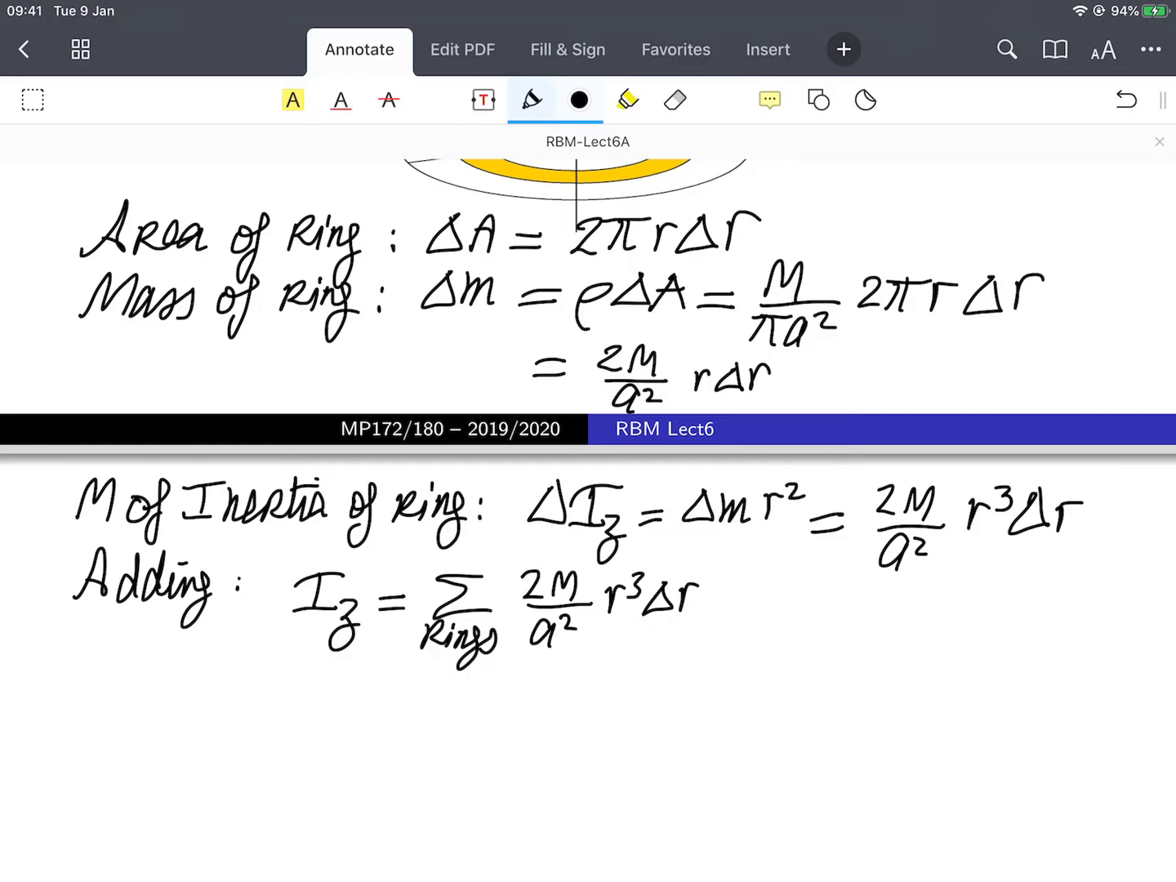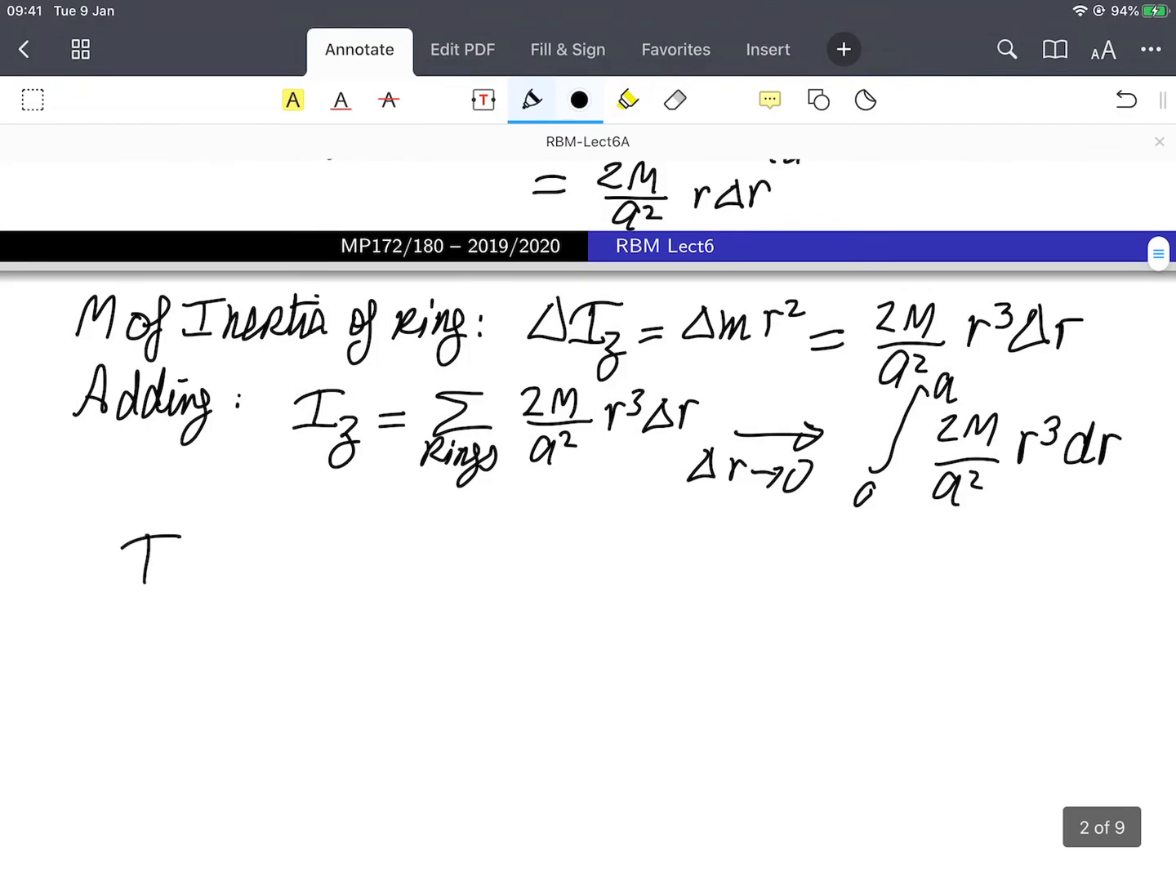And then if I take the width of each rectangle to go to 0, I'm going to get the exact area, and that's the integral. So as delta r goes to 0, that's going to tend to the integral. I'm integrating from 0 to a of 2M over a squared, r cubed, delta, no, dr now. And so I get the idea now of the resolution. I'm just going to have to compute an integral.